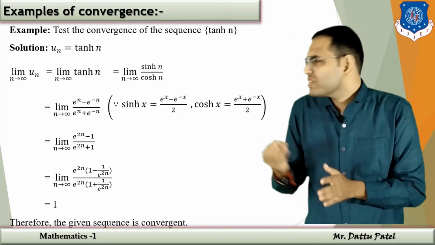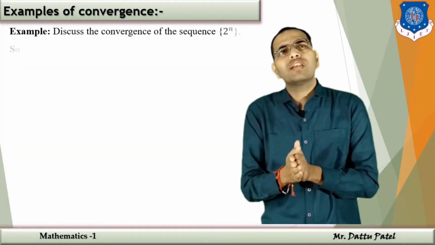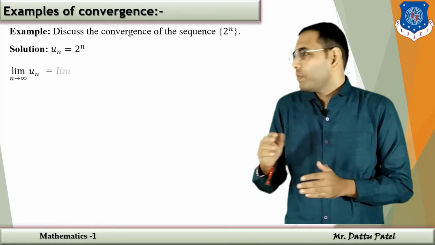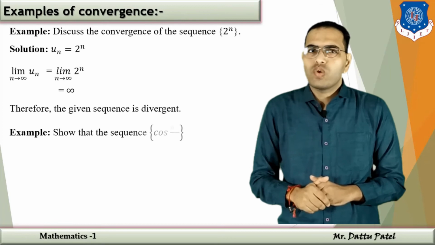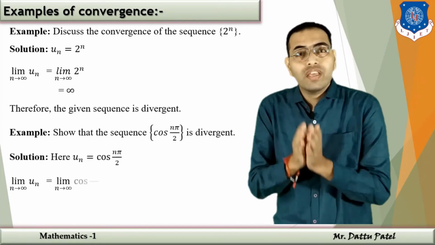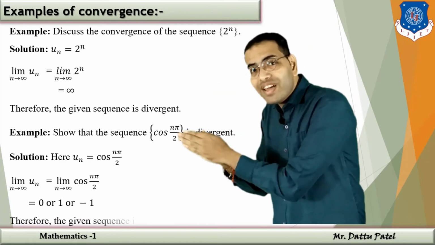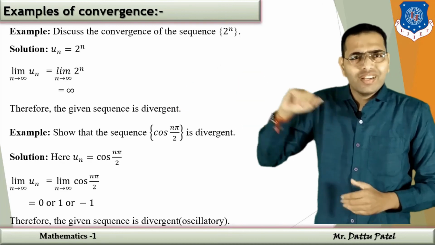Now let's see one simple example of a sequence, which is 2 raised to n. Here 2 raised to n is our nth term. Now applying the limit to u_n, we get limit n tends to infinity 2 raised to n. Applying n as infinity, we get 2 raised to infinity, which is infinity. Here our limit is infinite, so our sequence is divergent.